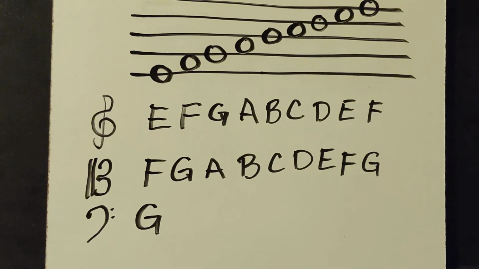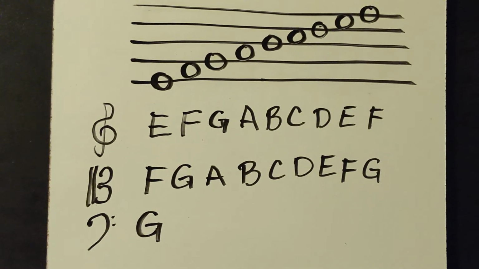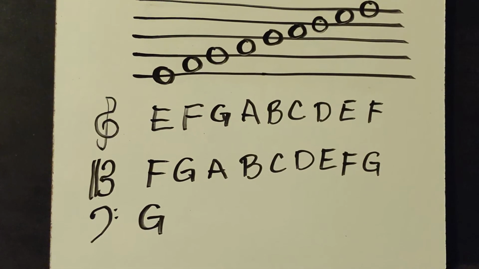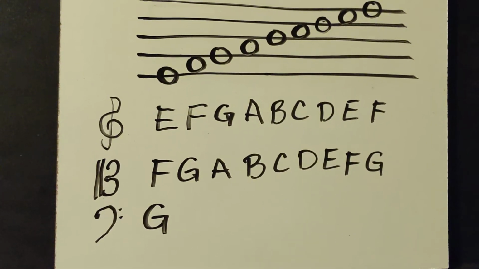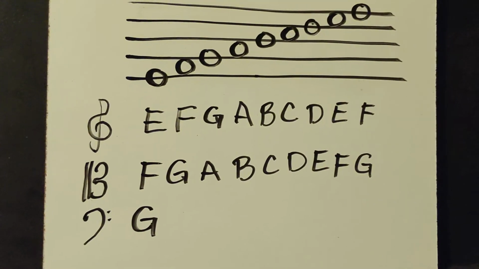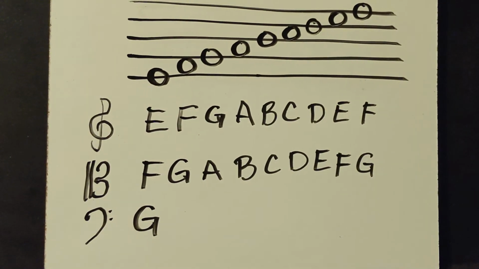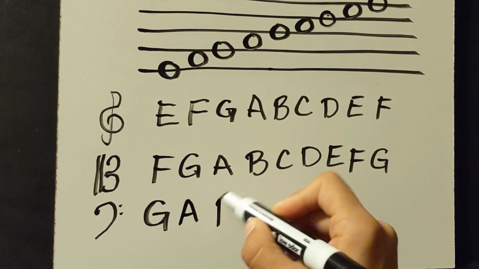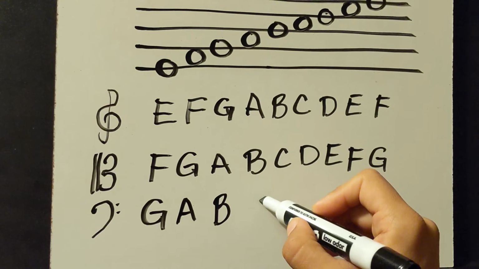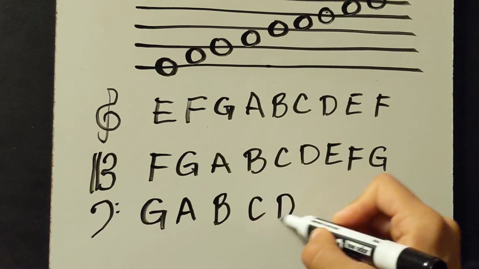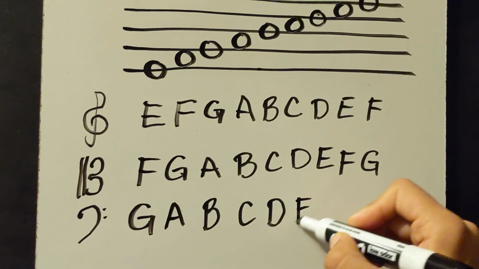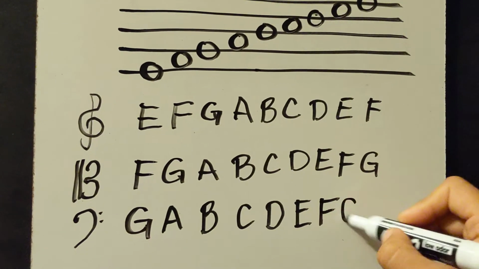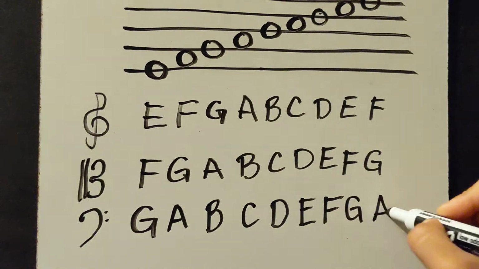When you write note names, it's always done by using capital letters. So make sure that you use capital letters when you draw your note names. Okay, let's go name the 9 lines and spaces for the bass clef. So G, A, B, C, D, E, F, G, A.